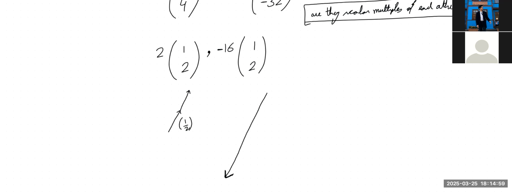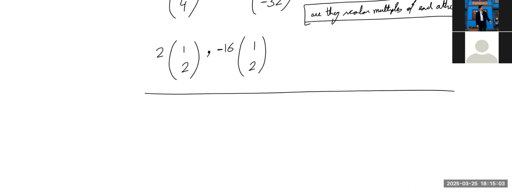And that's it. So this is everything you need about parallel vectors.